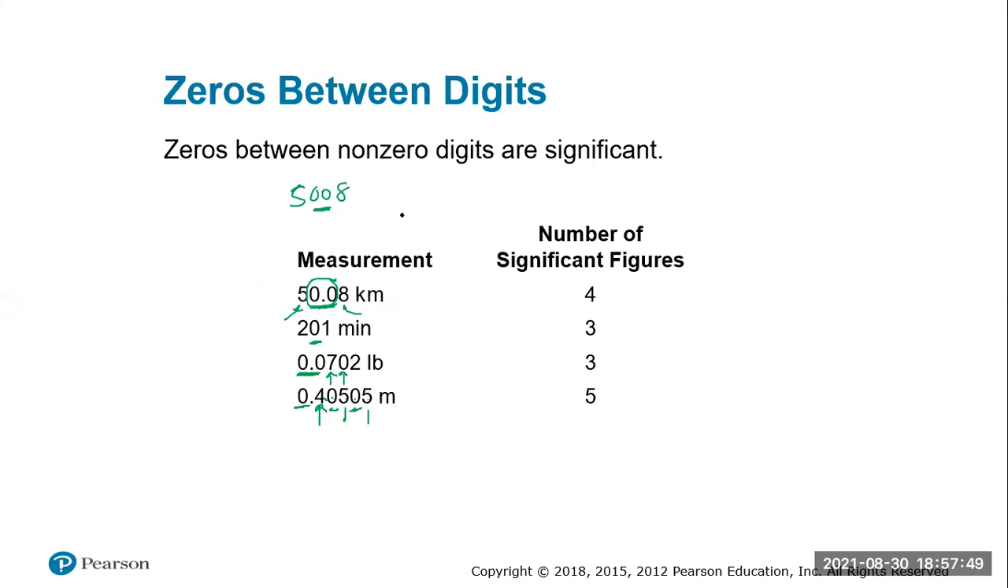So the decimal is only for any zeros that would come at the very end of the number. That's really where you want to concern yourself with the decimal. Okay. Other questions on that?